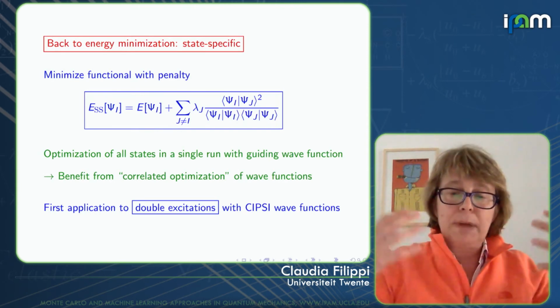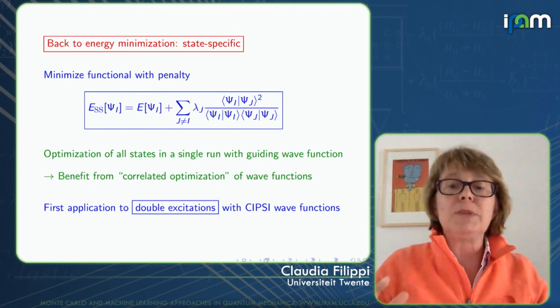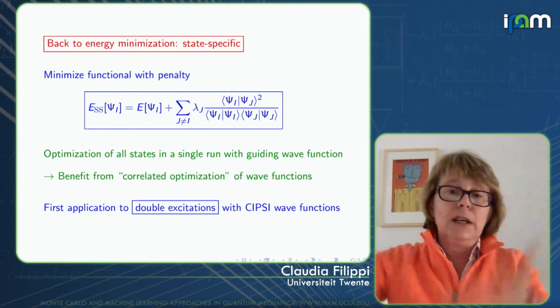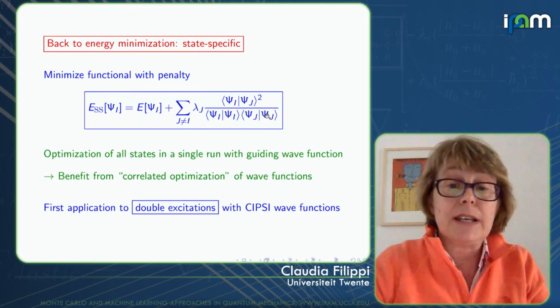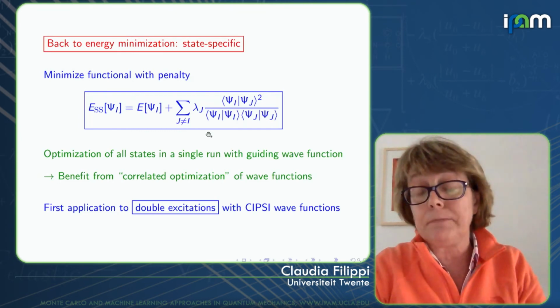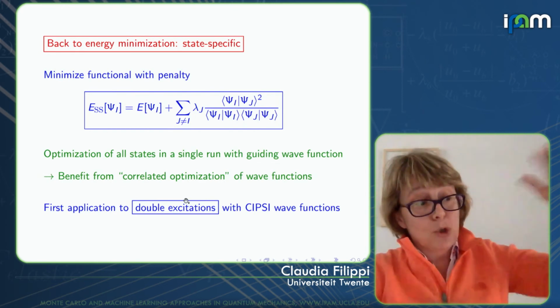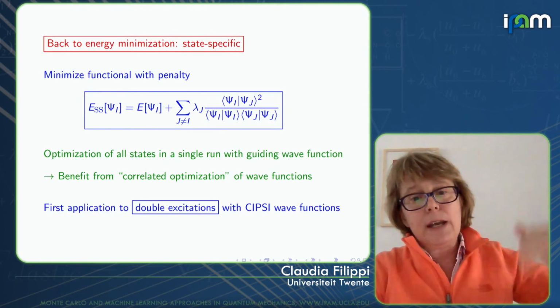And we are optimizing all wave functions in a single run using correlated optimization and a guiding wave function, in such a way also to get a more balanced description and optimization of the state of interest. And so far we have been applying these to single excitations. In the previous examples, we have been mostly looking at excitations which are of single character. And now we move to double.